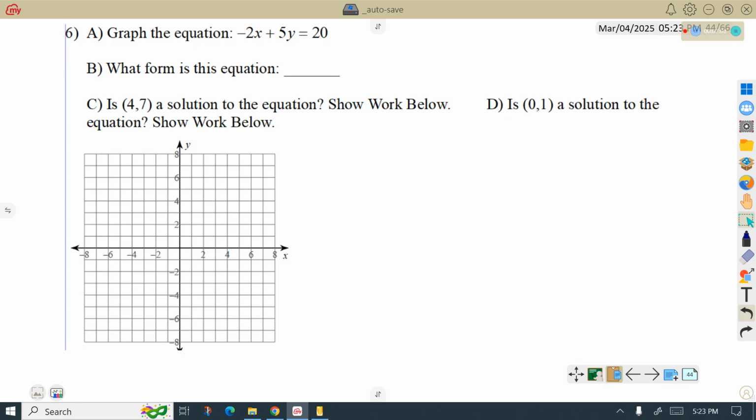So here we are, number 6. Okay, again, which form is this that we're looking at? Well, we're looking at standard form. Okay, we got the x and y on the same side. There's no fractions, so we know that we have standard form. Okay, the next thing that we want to mention, though, is how to graph it. So how do we graph this?